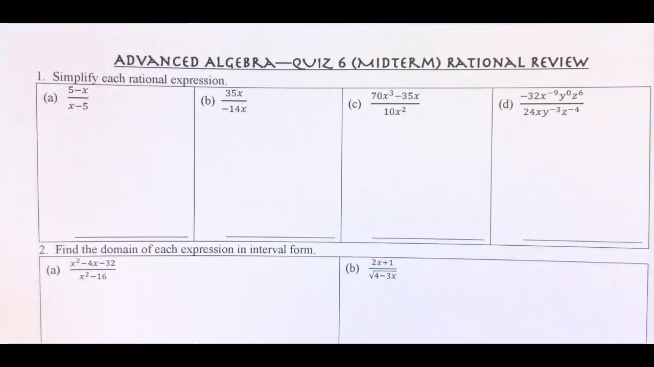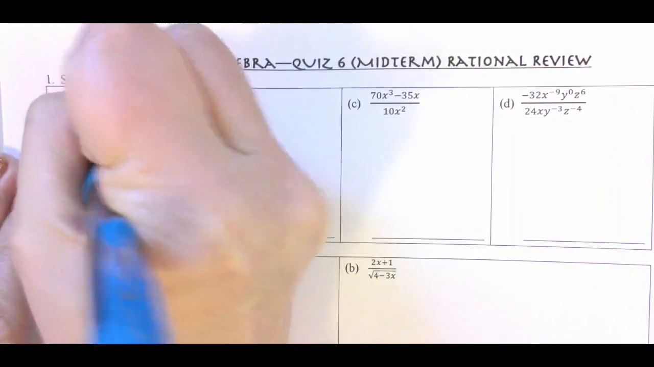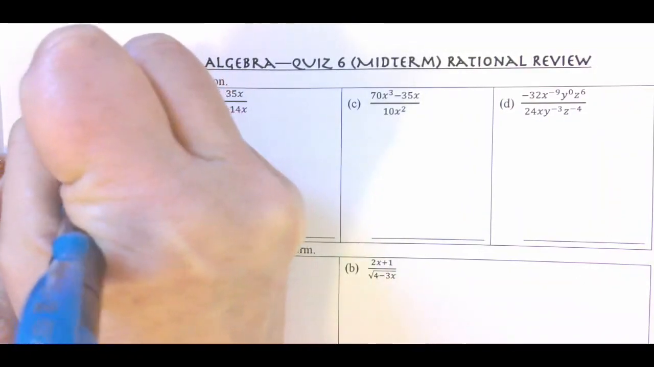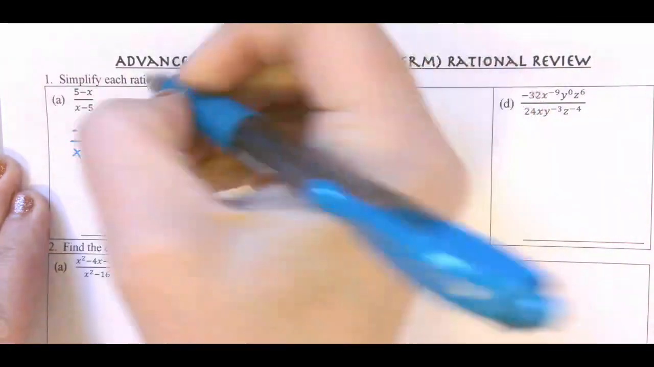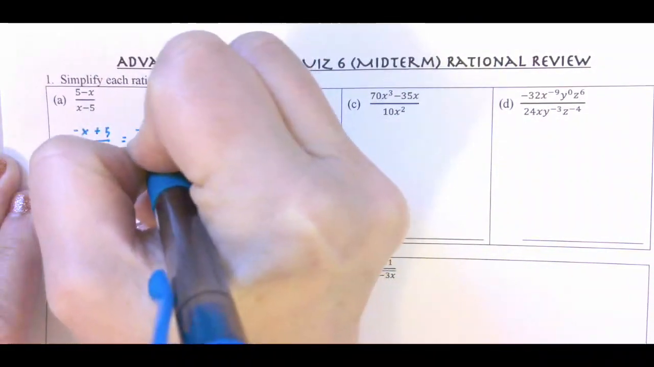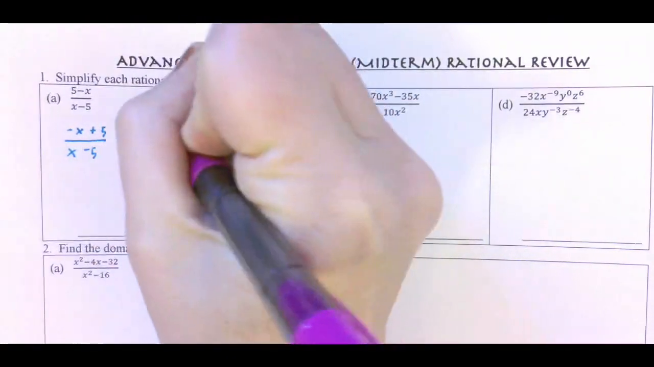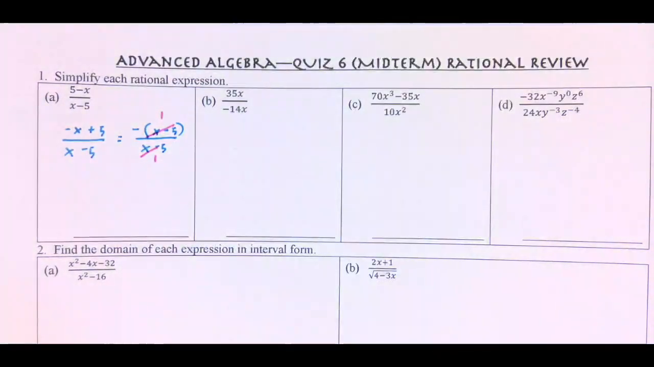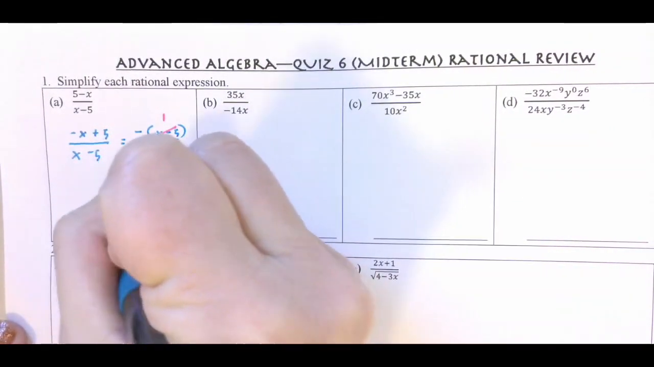So I'm going to go ahead and rewrite what's on top in standard form, negative x plus 5 over x minus 5. And then I can divide out that GCF on top of negative 1. That leaves behind an x minus 5. And now I see a factor on top and on bottom that match, which reduces 1 to 1. So my final answer here is just negative 1.